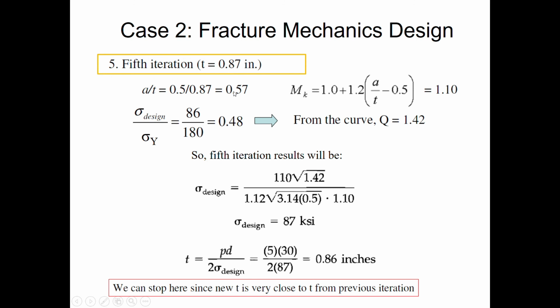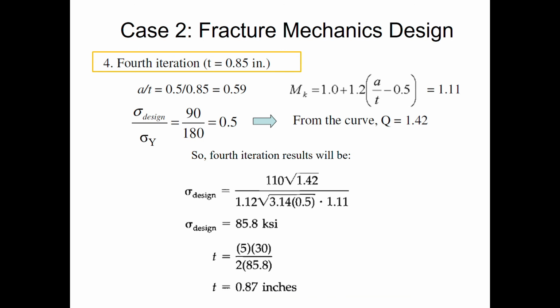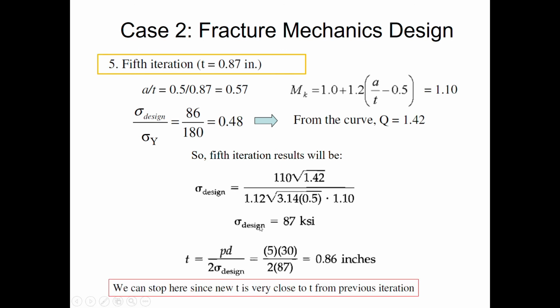Check for AT, and then check for MK as well. The sigma design, we obtain from the fourth iteration, which is 85.8, almost 86, so we just put 86. Divided by 180, we obtain 0.48, and then from the curve Q equal to 1.42, and then we check for the sigma design here, we get 87 KSI, and then we check for t, which we obtain here as 0.86.